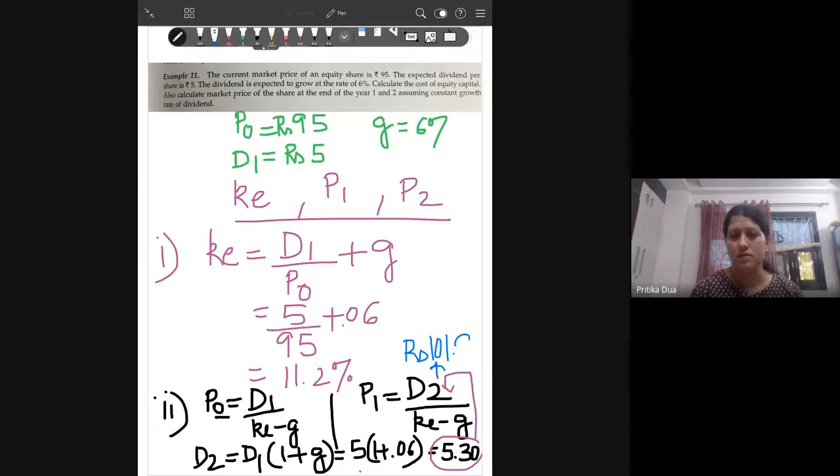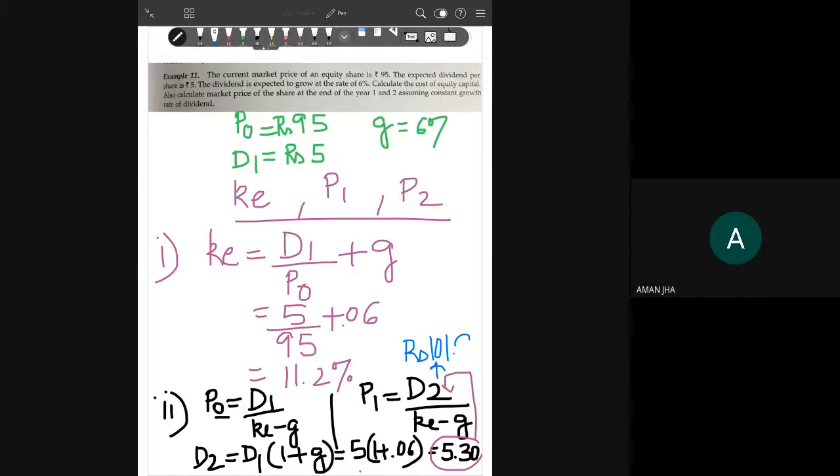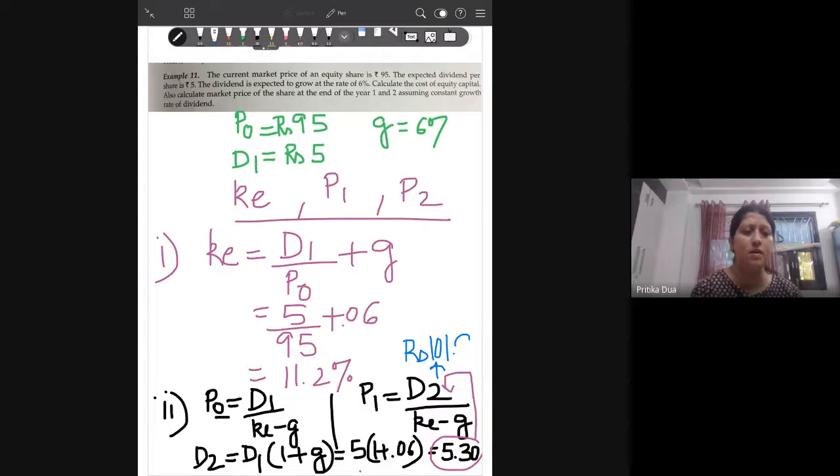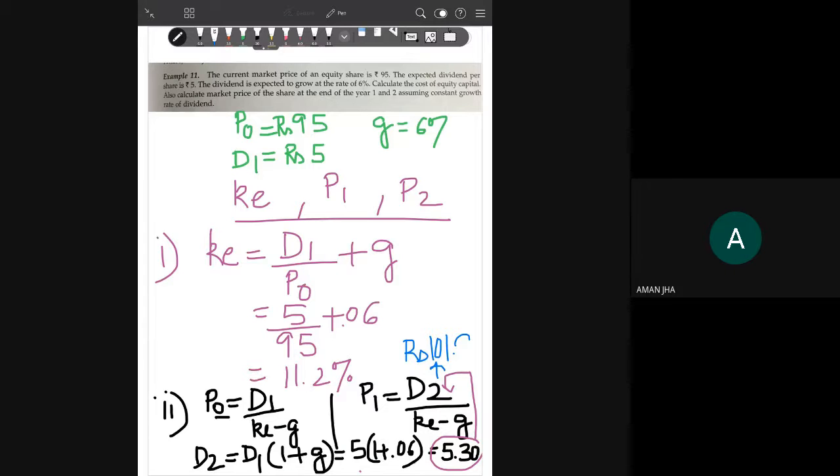Ma'am, for the denominator, if we use KE minus G and the value up to decimal places like 3 or 4, we'll get the answer 102. If we use a single decimal, 0.052, then we get 101.9, and then it depends on how many decimal places we are using. Yes, ma'am. That's why the numbers are varying so much from 100 to 106.